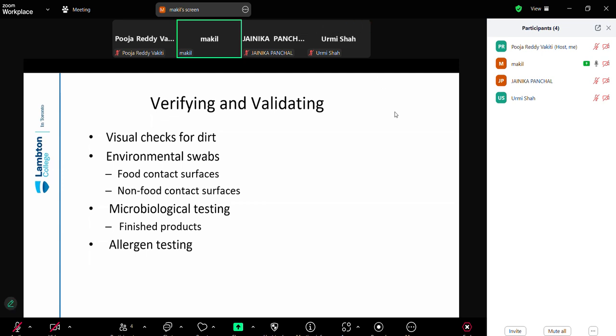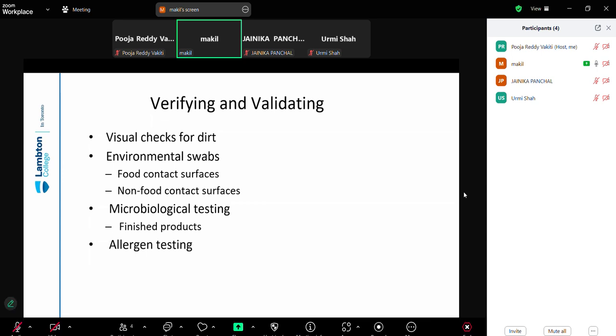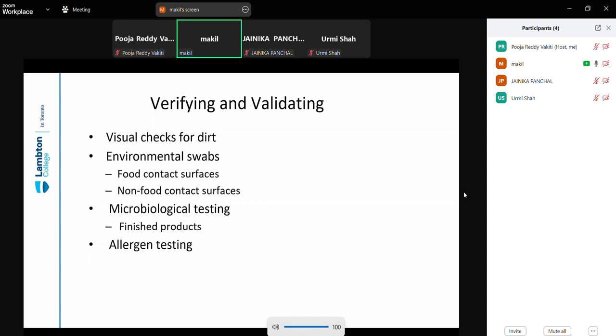And non-food contact surfaces are checked too, but with a lower risk of contaminants. Microbial testing is also done on finished products to confirm they are safe for consumption. And allergen testing ensures that products are free from undeclared allergens to prevent potential allergic reactions.